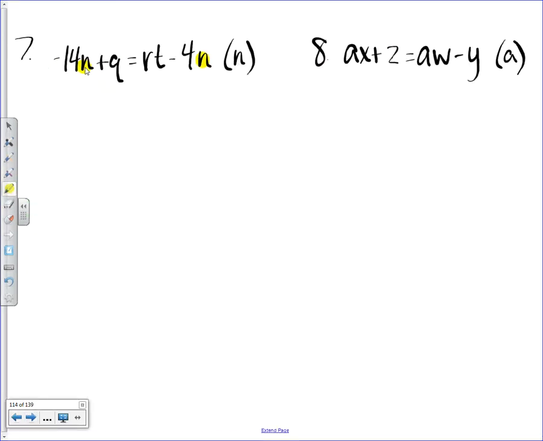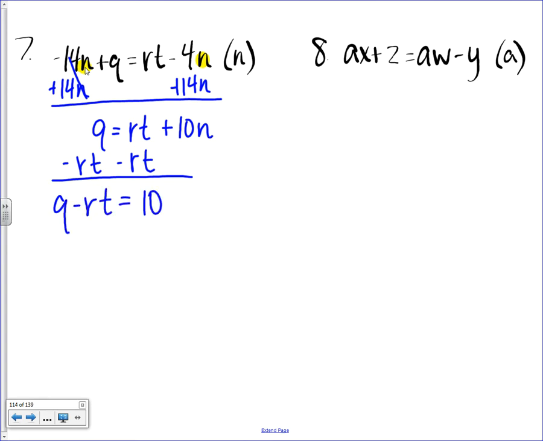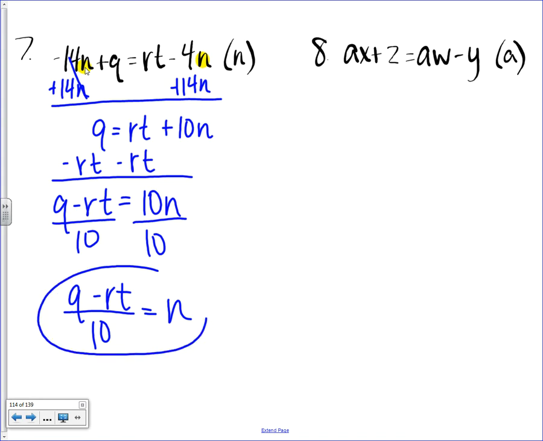Here's my n. Notice when I get these together, they will combine because they are like terms. I get q is equal to RT plus 10n. Now I'm going to move the RT over. So q minus RT is equal to 10n. And then finally, we'll divide by that 10. I'm going to go ahead and leave this as one big fraction. Of course, you could split that into 2 little fractions.